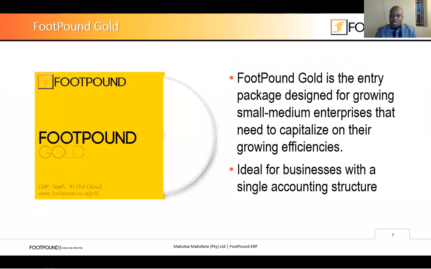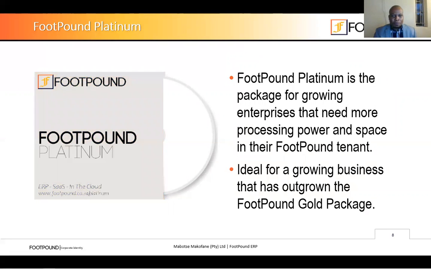So the first package that we have is FootPound Gold, as I said. This is our most affordable, entry-level package. It's aimed mostly at small and medium enterprises that need to capitalize on growing efficiencies. The FootPound Platinum package is designed for companies that have slowly started growing, and they need a little bit more processing power and space when they've outgrown FootPound Gold. So those are the two initial packages that you can subscribe to and build your business processing from.